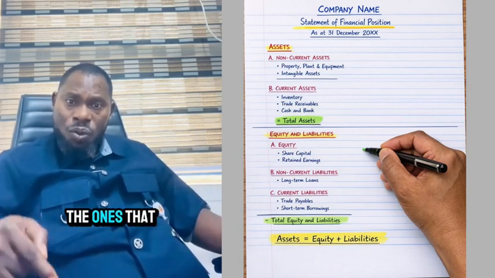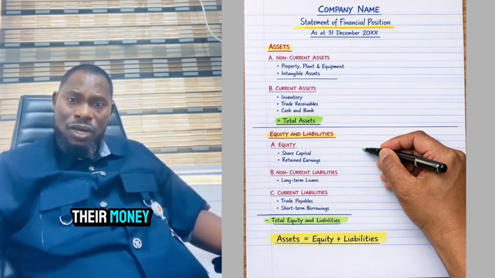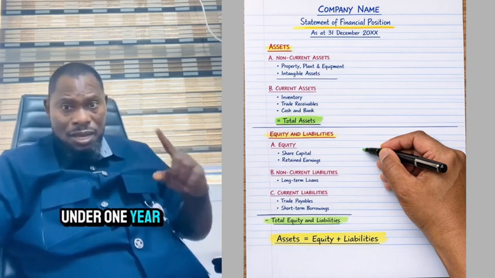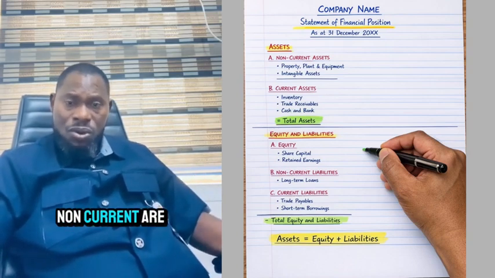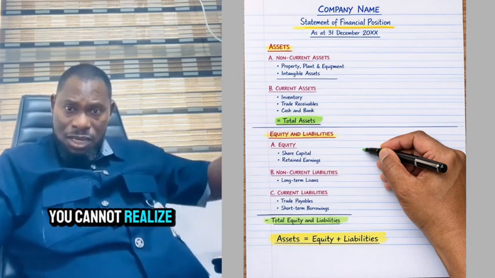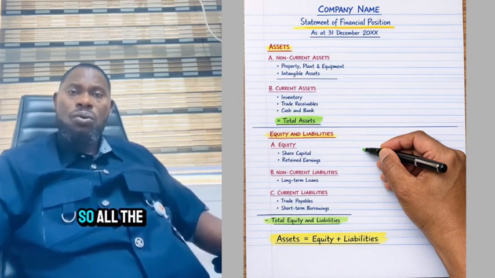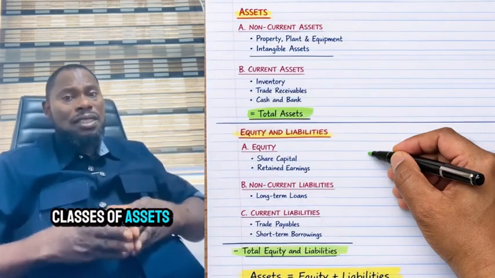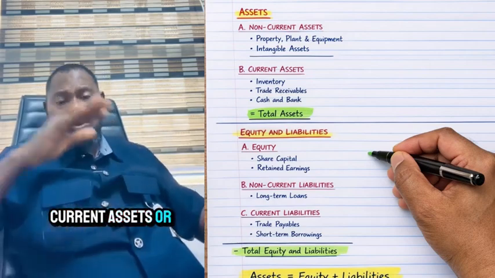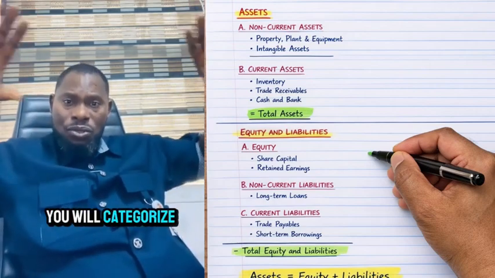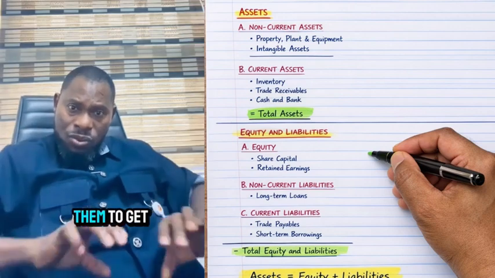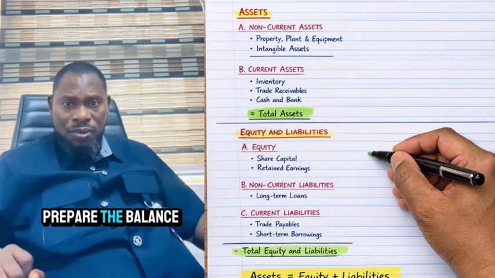Current assets are the ones that you can realize their money under 1 year, 12 months. And then non-current are the ones that you cannot realize under 1 year, but they'll be more than 1 year. So all the classes of assets, whether they are current assets or non-current assets, you will categorize them and total them to get your assets. That's how we prepare the balance sheet.